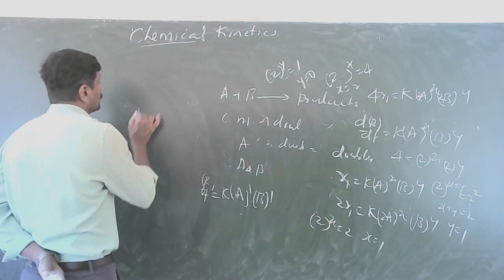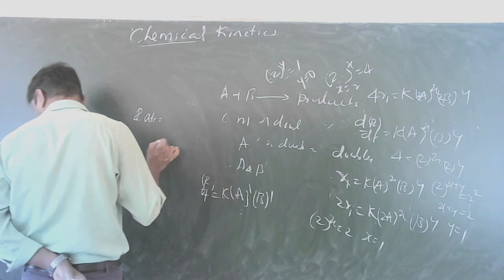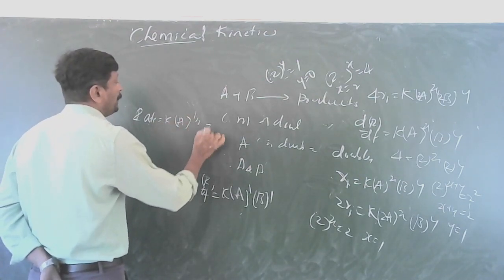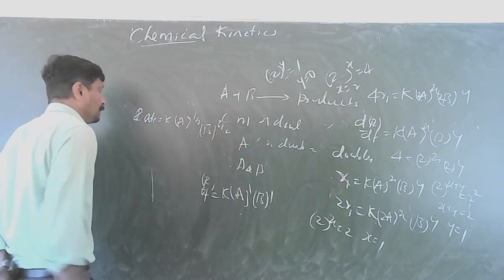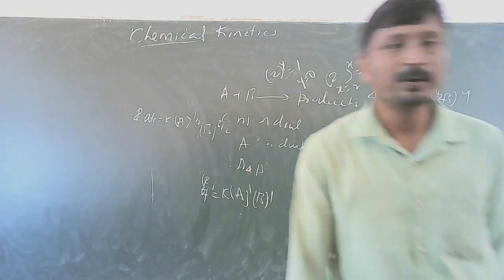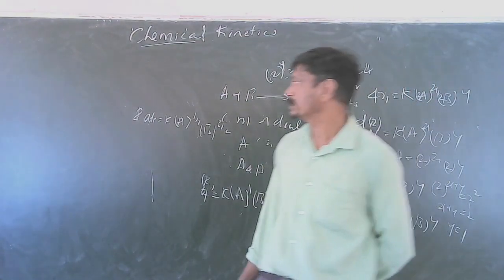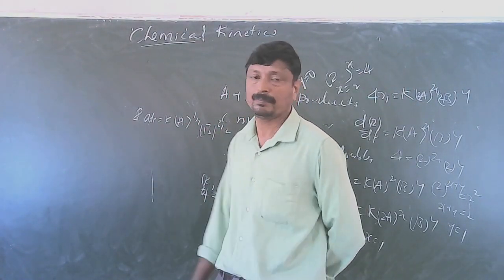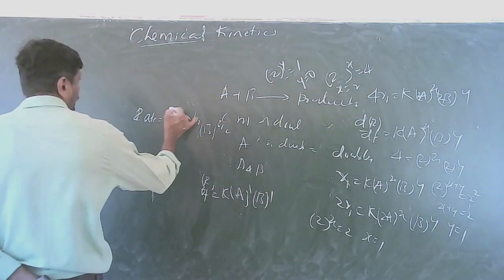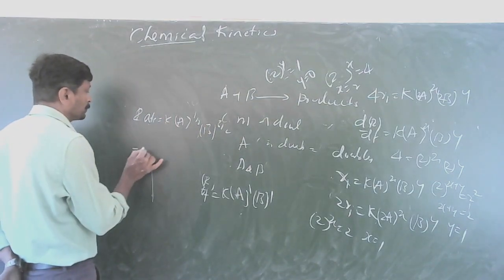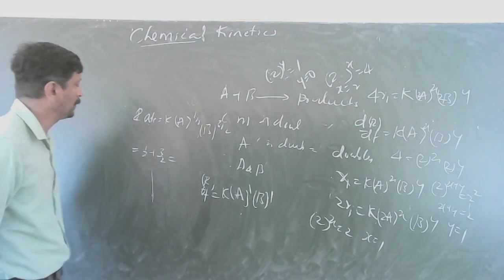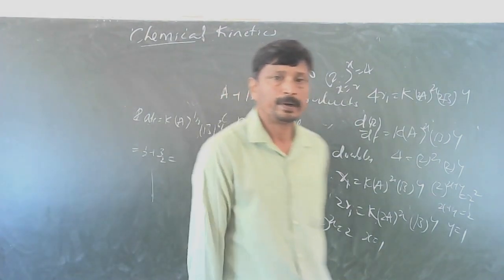So rate is equal to k into A to the power of half and B to the power of 3 by 2. Sir, what is the order of reaction? Order of reaction is what? The sum of the powers, the exponents. What is it? 1 by 2 plus 3 by 2. What will you get? 4 by 2.